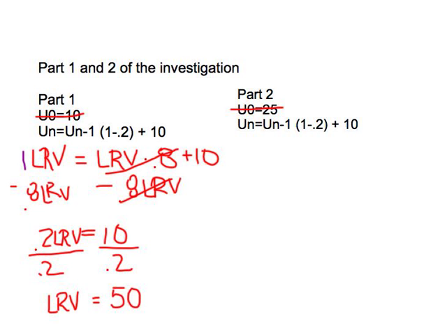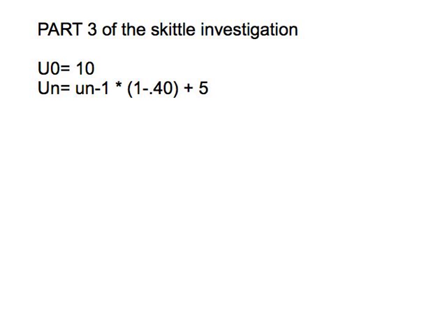So pause for a second and look at what we did again and see if you can verify the long run value for part 3 and part 4 of the investigation. So keeping in mind that part 3 and part 4 have a different starting value, but the taker takes away the same percentage, which is 40%, and the giver gives 5 back. When you type that into your calculator, you know that the long run value is 12.5.